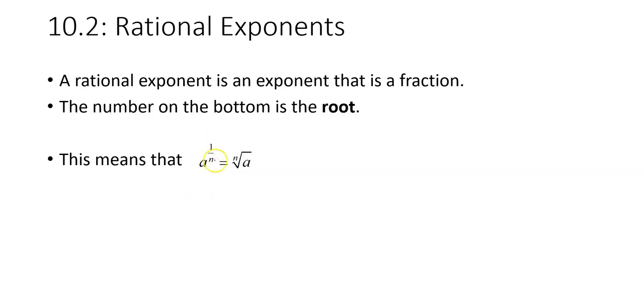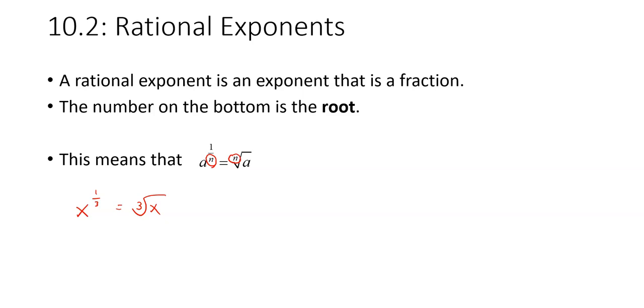If I write some number to the 1 over n power, this n on the bottom is the same index that goes here. So what that means is if I write something like x to the 1/3 power, x to the 1/3 power is the same thing as the cube root of x. You notice the numerator is 1 eventually, and it's going to take us a little time to get there, but eventually we'll get to what happens when that numerator is not 1. Right now, all we're focused on is that thing on the bottom.